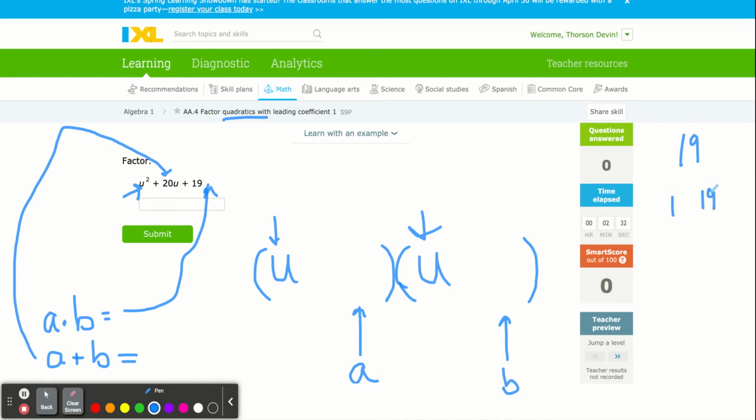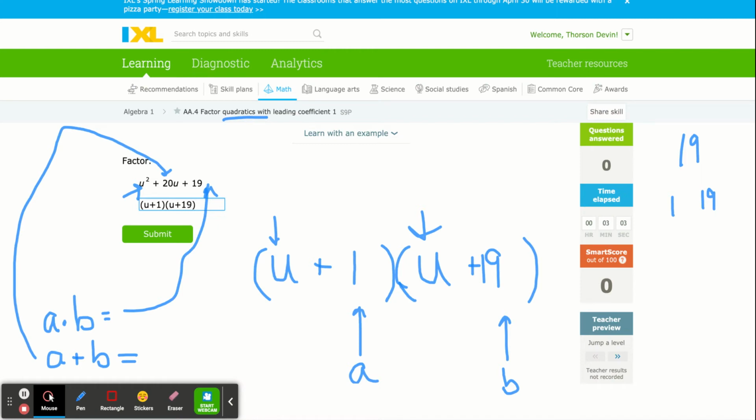So 1 and 19, 2 and whatever, 3 and whatever, 4 and whatever, except 19's prime. There are no other integer factor pairs. There's just 1 and 19. All this could possibly then be is a plus 1 and a plus 19. And that's actually what you will type in here. You'll type in a u plus 1 times a u plus 19.